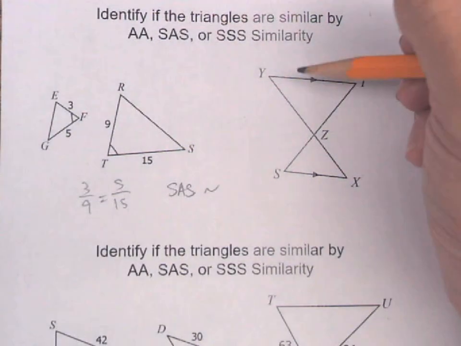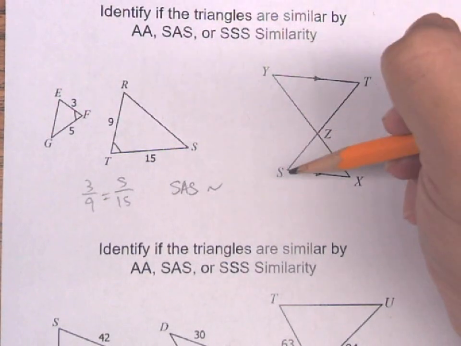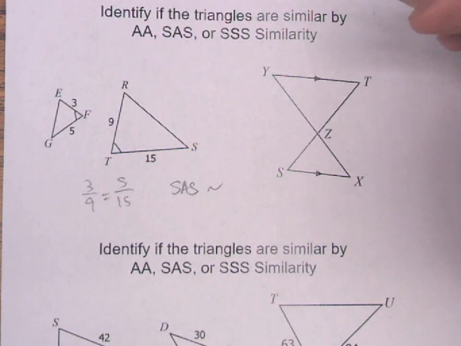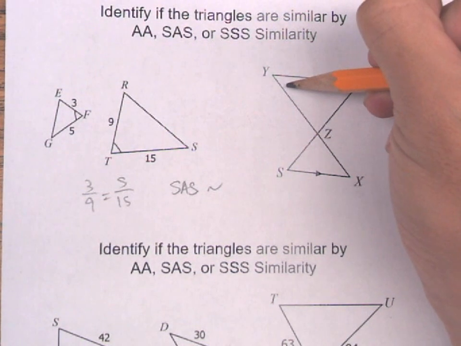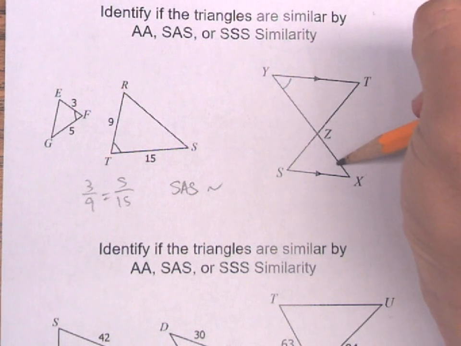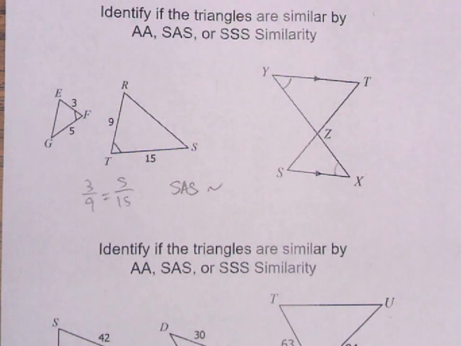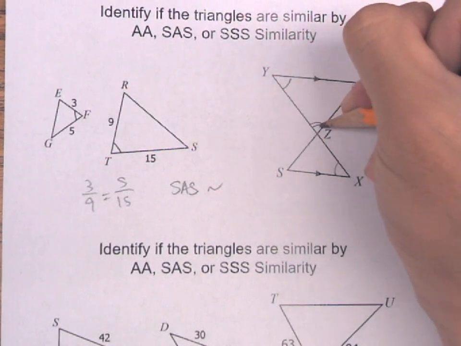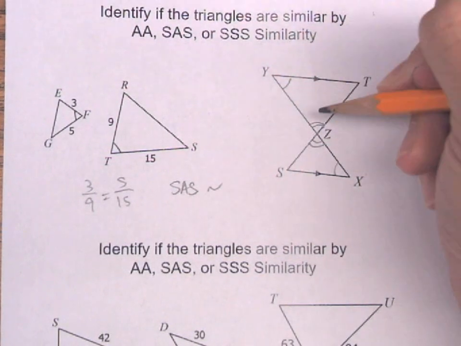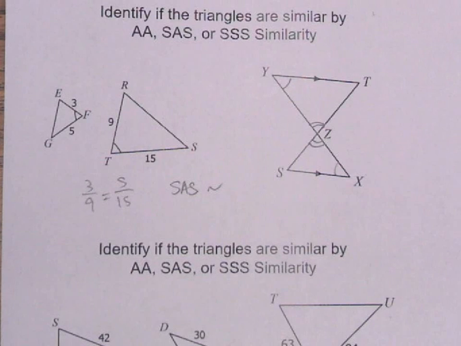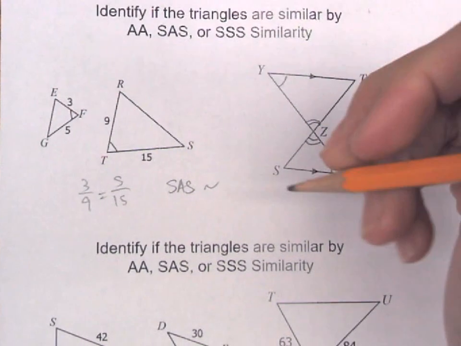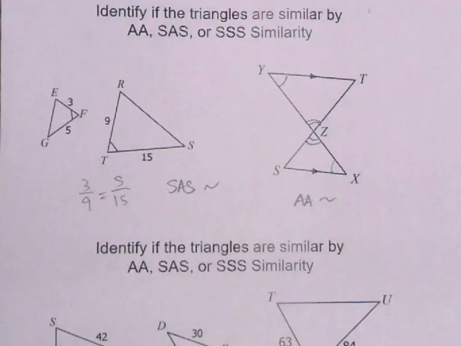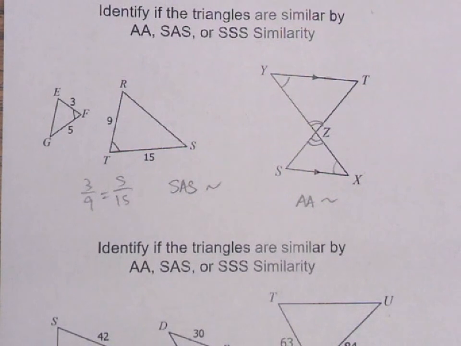This one here, we have two parallel lines. So we know that this angle is going to be congruent to this angle because they are alternate interior angles. We know that this angle here is congruent to this angle because they are vertical angles. So that means these triangles are going to be similar by angle-angle similarity.